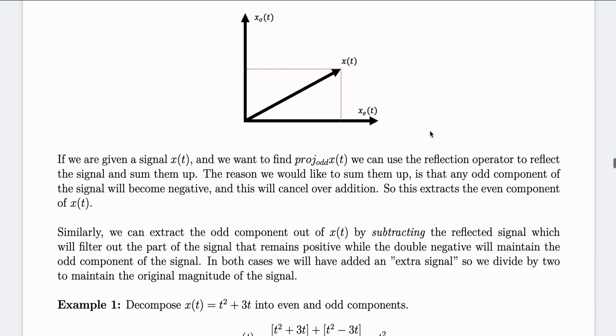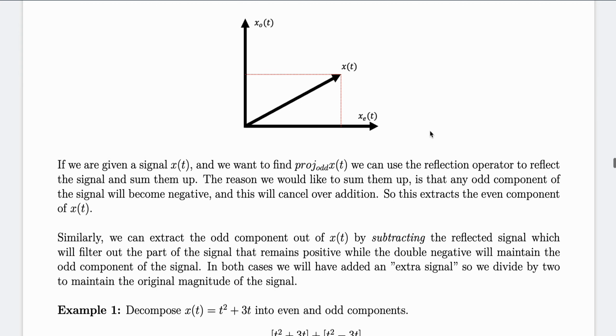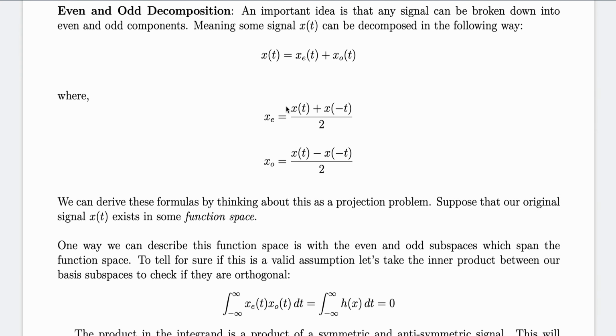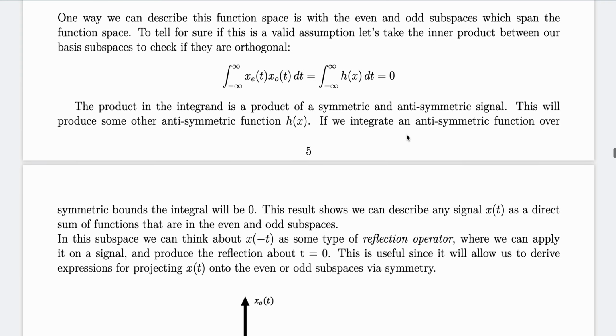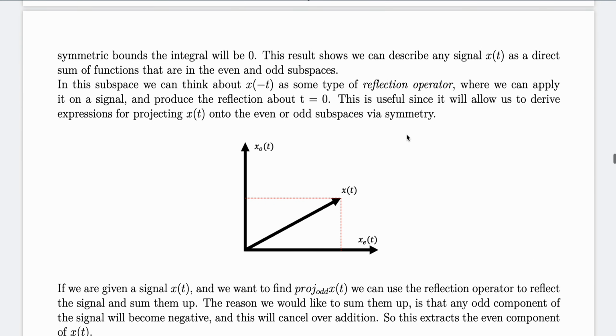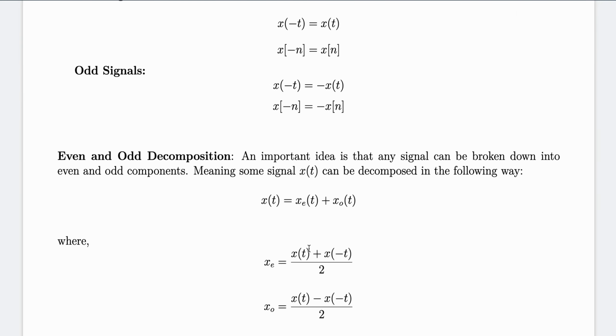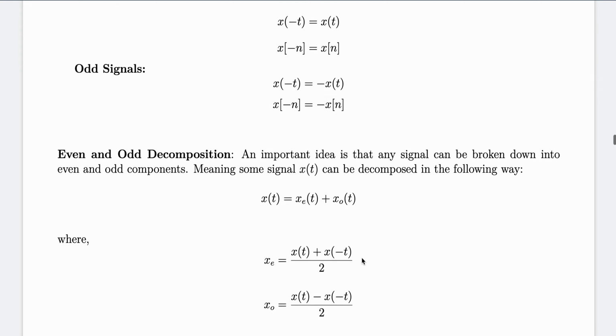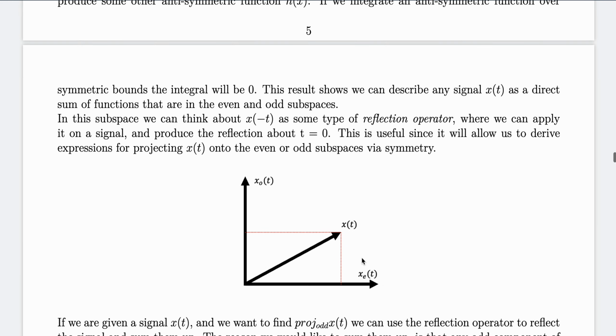So let's get started by thinking about how we can derive this equation for the even component of x of t. In this formula, what we do is we add the original signal and the reflected signal. So why does that give us the even component? Well, let's think about that for a minute.